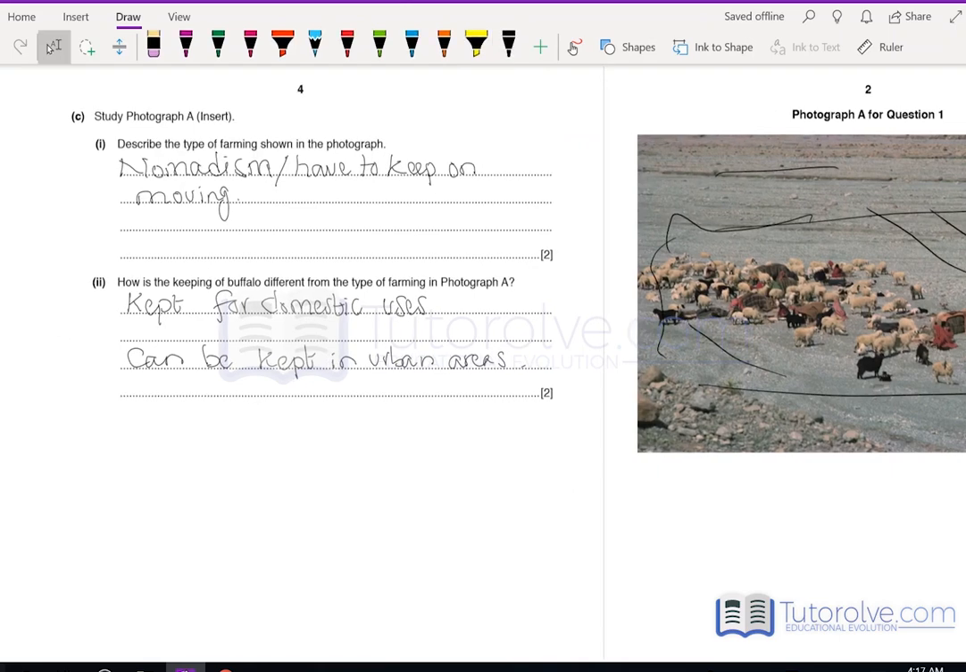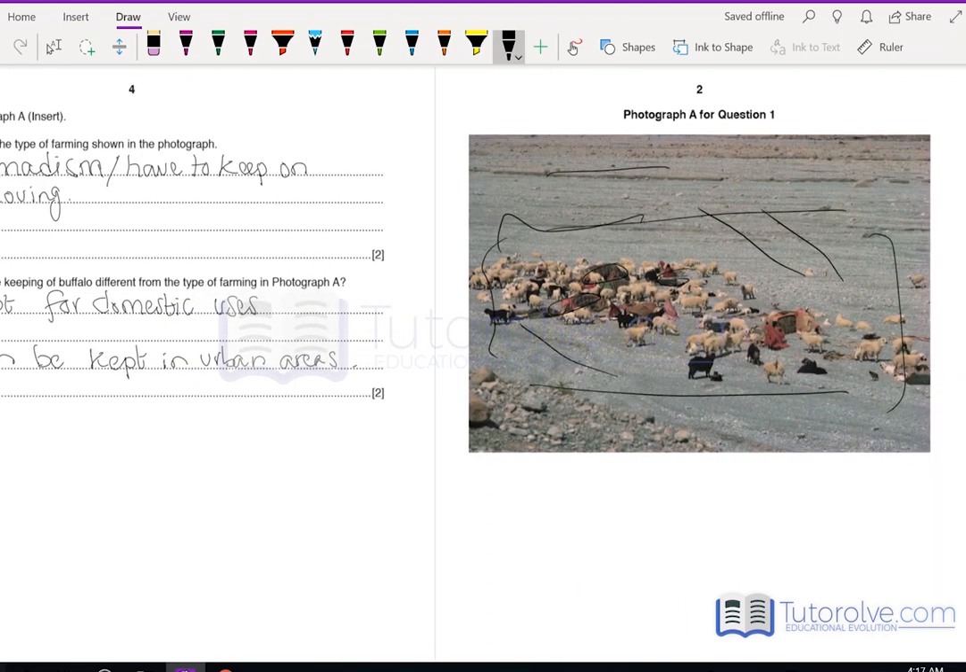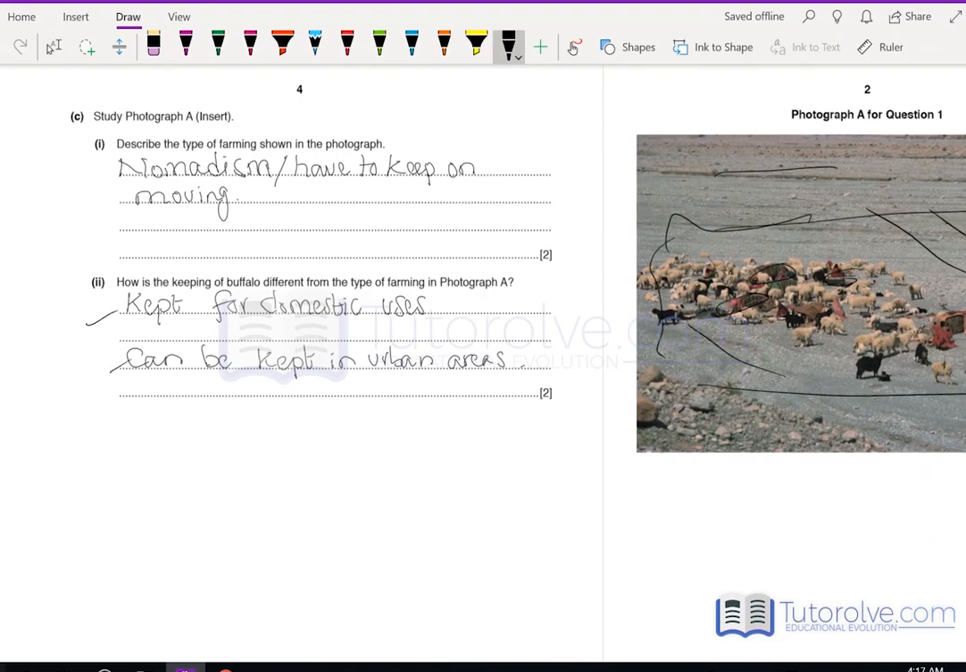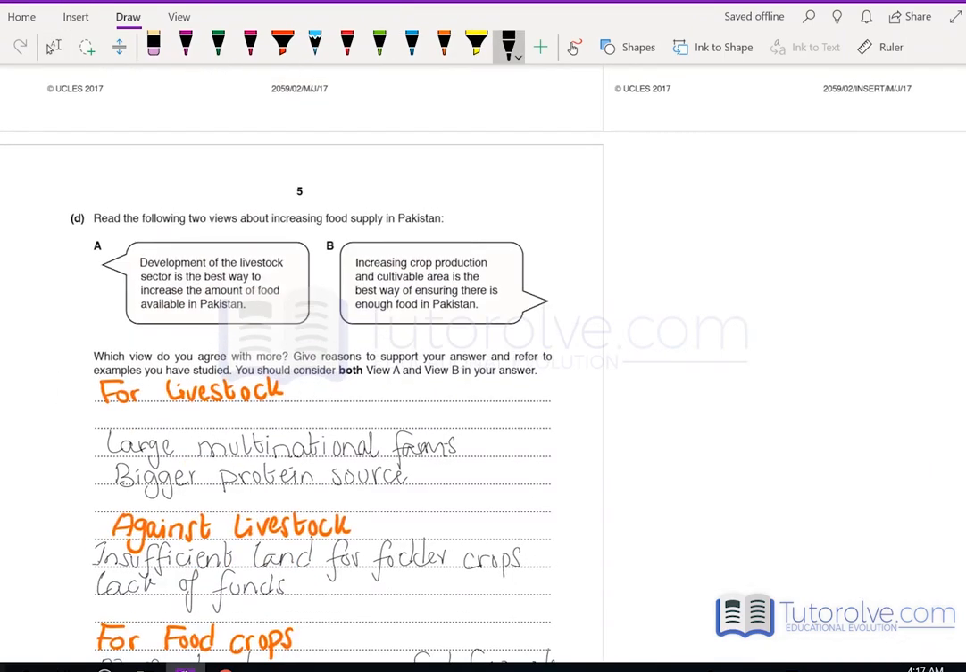How is the keeping of buffalo different from the type of farming in photograph A? Buffaloes are usually kept for domestic purposes, and since there are no settlements in this picture, that clearly indicates that this is not an urban area. So, therefore, buffaloes are kept in urban areas. So, these are the two answers.